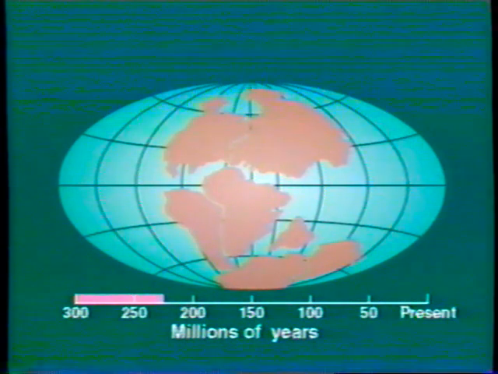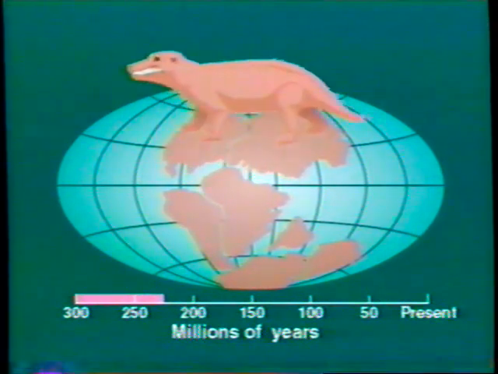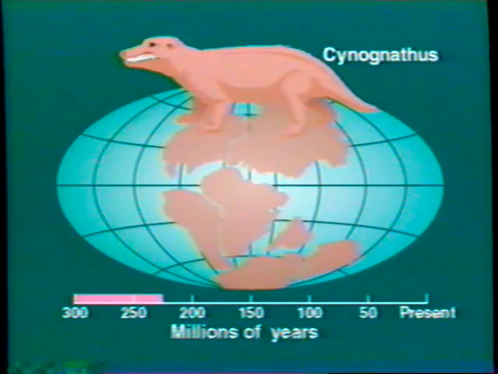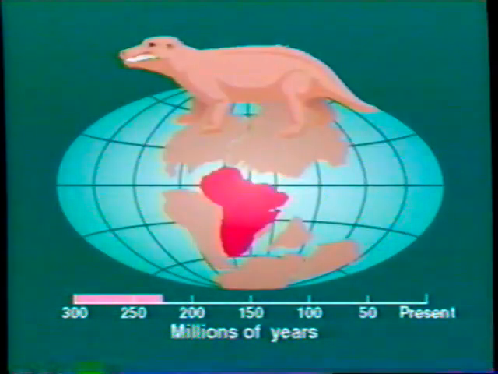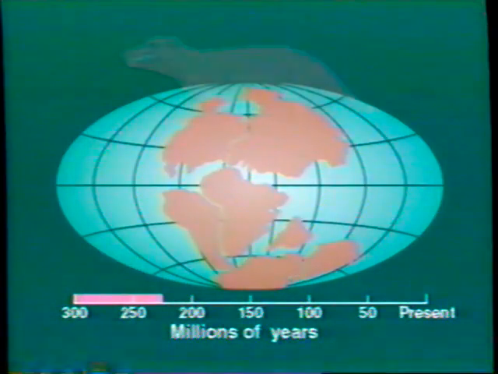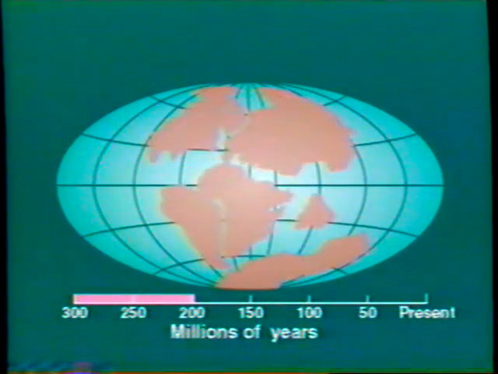In addition, the fossils of a carnivorous wolf-like therapsid called Cynognathus have been found in parts of South America as well as Africa and Antarctica. The continents began to drift farther apart.